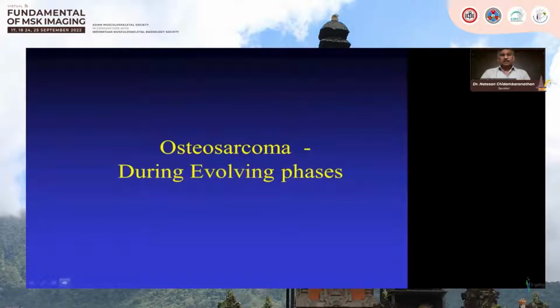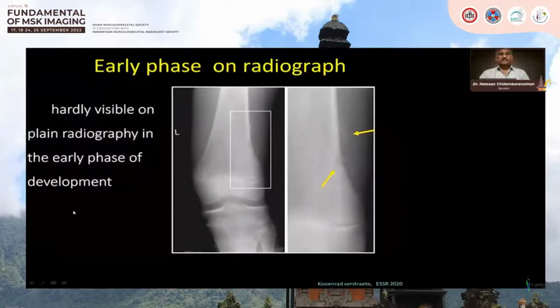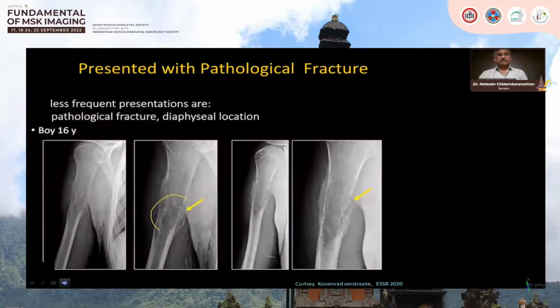Osteosarcoma during the evolving phase of different stages can have varying appearances. As in this case, the early phase is sometimes very difficult, with a very subtle appearance, maybe lytic lesions or maybe small dense bone, often mistaken as a benign lesion. It can also present with a pathological fracture with lytic areas, easily mistaken as osteomyelitis or maybe Ewing sarcoma.